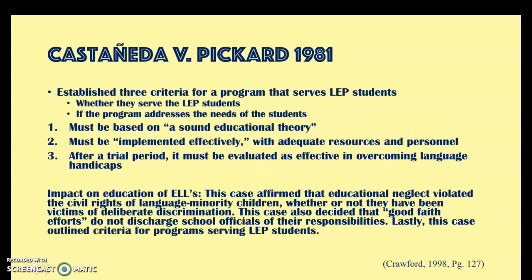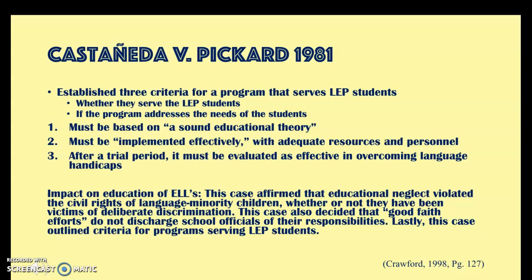The court case Castañeda v. Pickard of 1981 is the next event on our timeline. This court case was filed because a parent believed that the way his children were being taught was segregated by their use of a grouping system for classrooms based on ethnically and racially discriminating criteria.